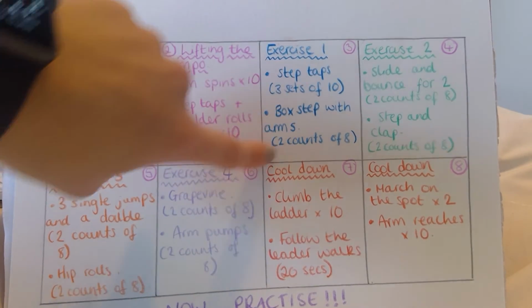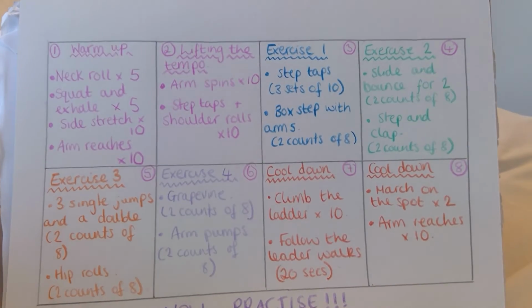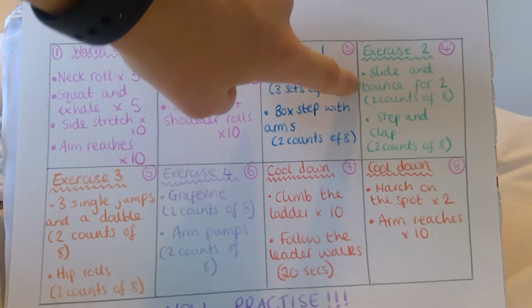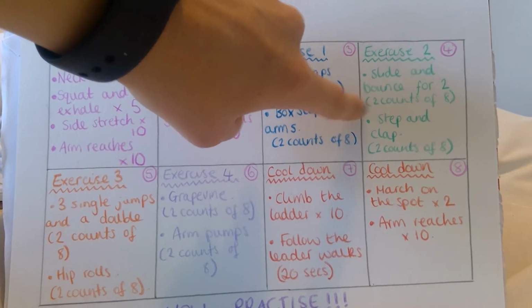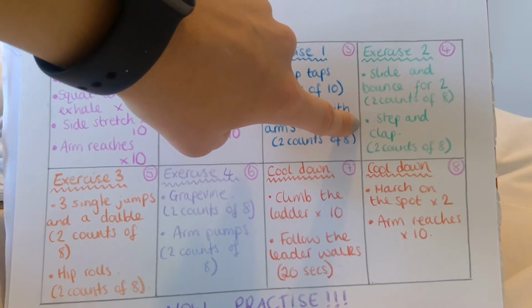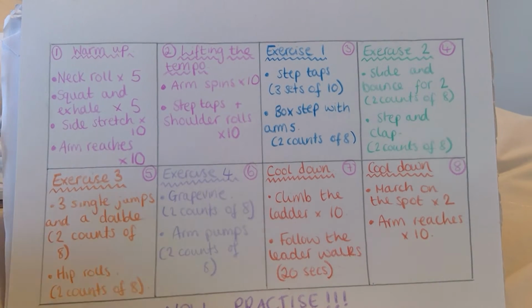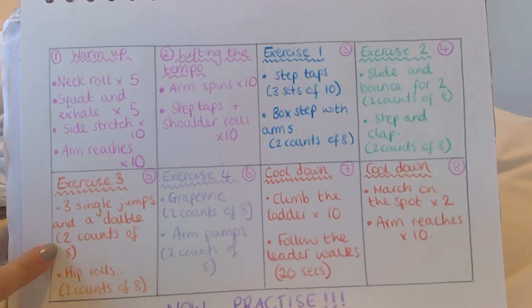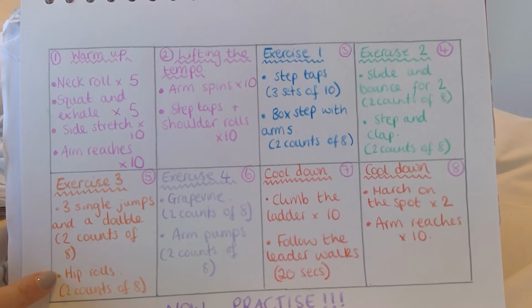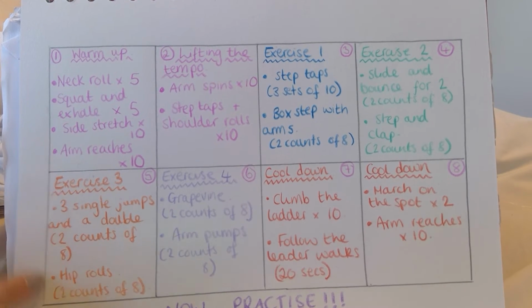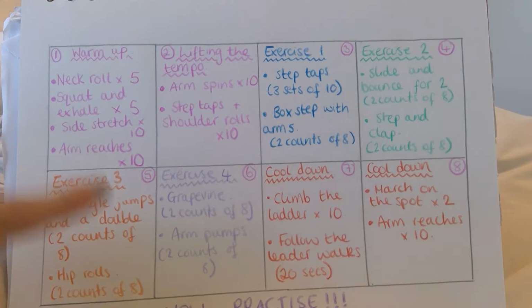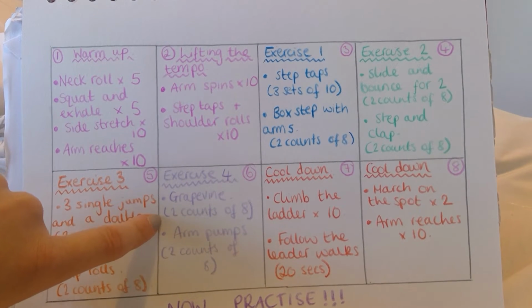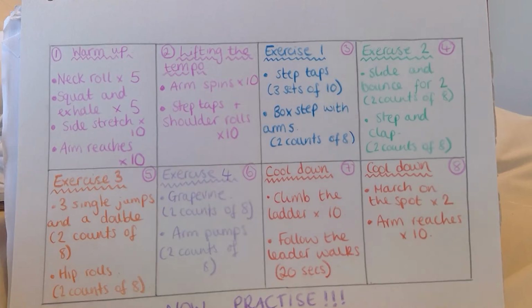So my first exercise was step taps, 3 sets of 10. Then I've got a box step with arms, 2 counts of 8. My exercise 2 is a slide and bounce for 2 counts of 8. And then step and clap, 2 counts of 8. Exercise 3, I've got 3 single jumps and a double jump, and 2 counts of 8 for those. Then I've got hip rolls, 2 counts of 8. And my last exercise is grapevine, 2 counts of 8, and then arm pumps, 2 counts of 8.